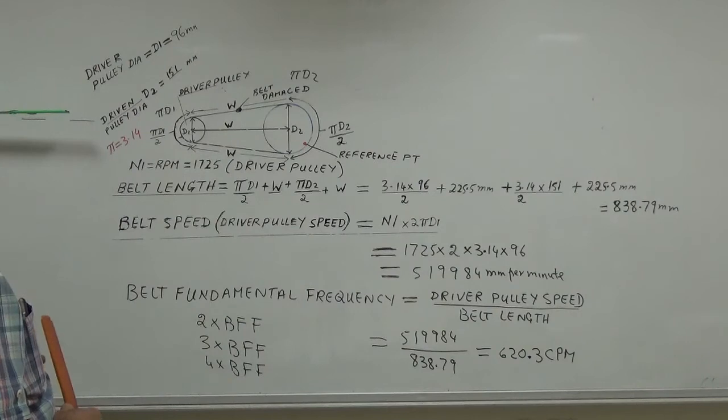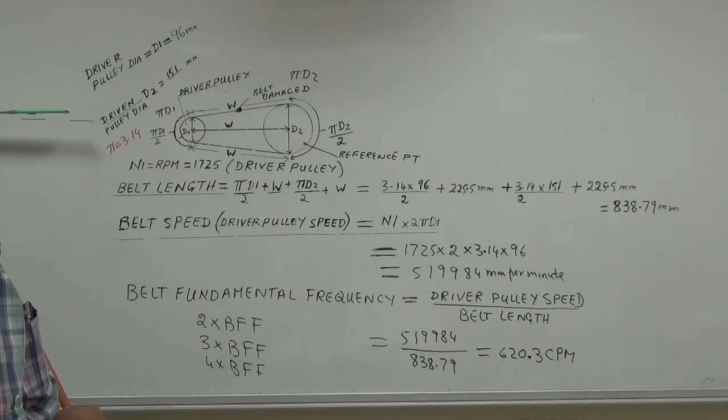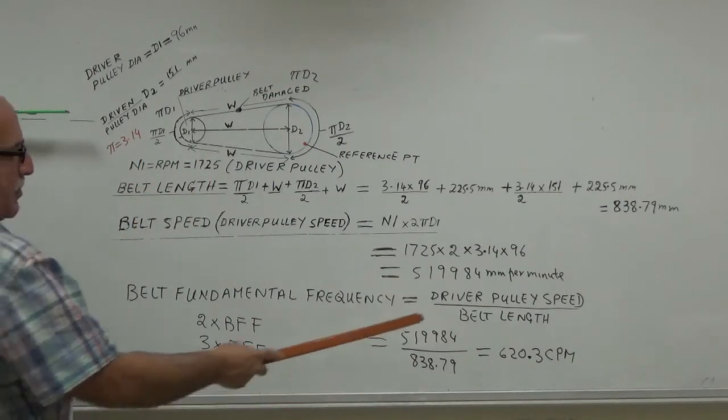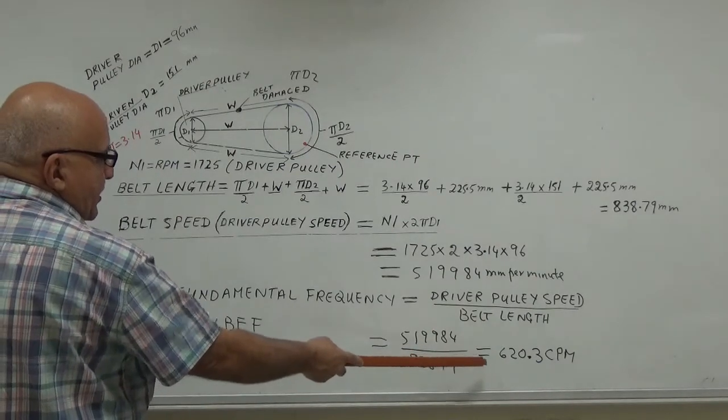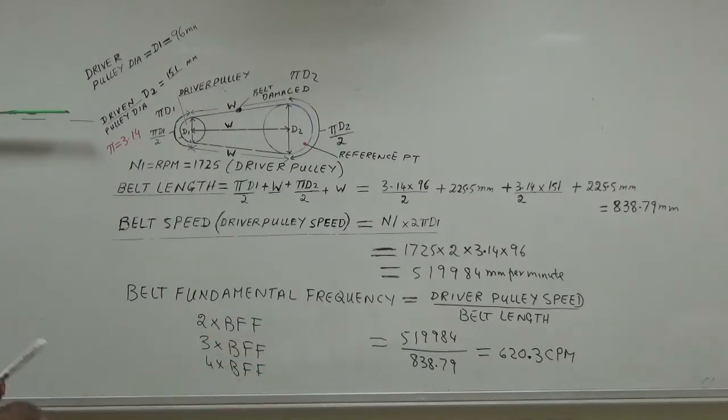Okay. So how many rounds are there in 1 minute? That we can find out by the speed of the belt or speed of the driver pulley divided by the length of the belt. That's why the answer is 620.3 cycles per minute. So this is called belt fundamental frequency.